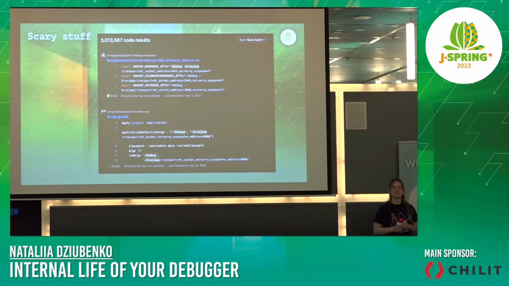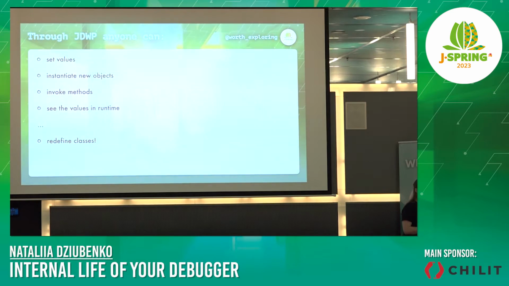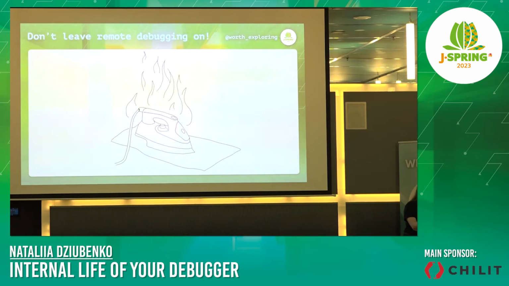It's not something that you should enable in production at all, because through this protocol, not only can you debug, but you can set any values at runtime, instantiate objects, invoke any methods, and you can even redefine classes. So you can basically say, okay, instead of this bytecode for this method, please use this one, so do something else. You can put breakpoints and see the passwords at runtime. So it's very scary stuff, and it should never be left as a default configuration. These are the points that I would like to make here quickly.